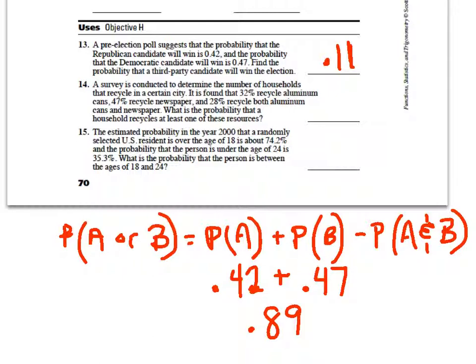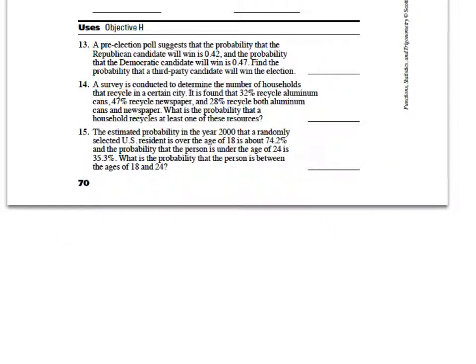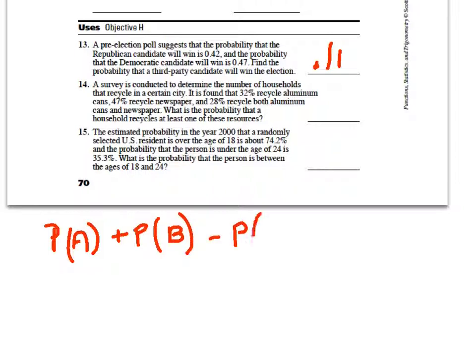Okay, number 14 and 15 I think we went over in just about every class, but I'll speak on them one more time. For number 14, again, I'm going to get the equation on here. Probability of A plus the probability of B minus the probability of A and B.